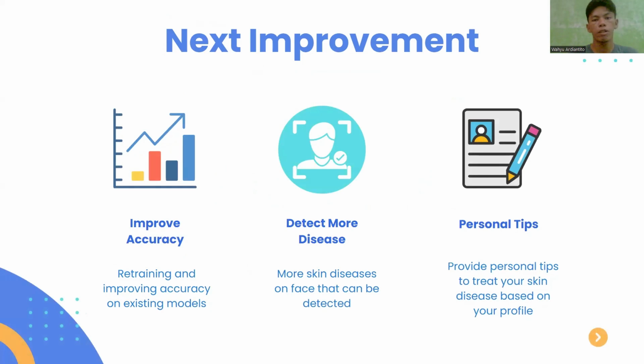The next improvements of our mobile development are, first, we want to improve our model accuracy. The second is we want the app to be able to detect more diseases, and the last one is giving personal tips for the user's personal profile.